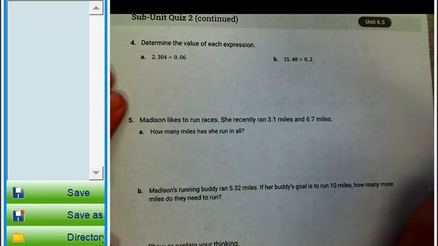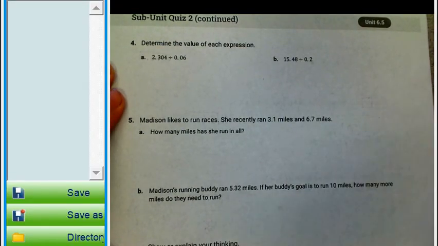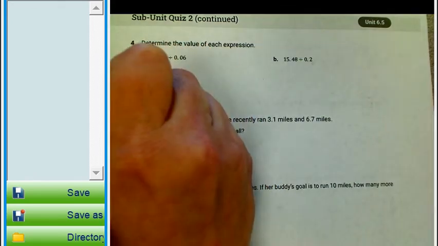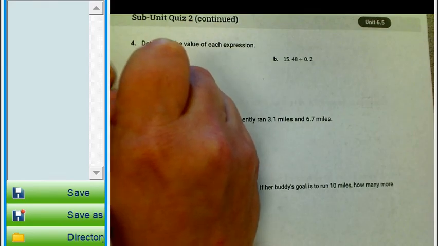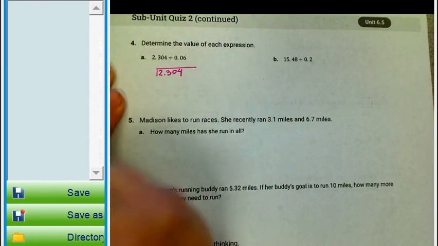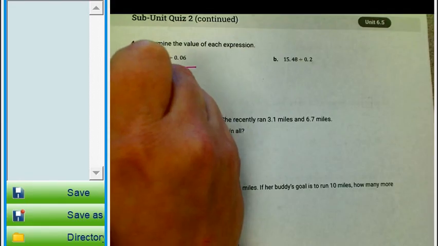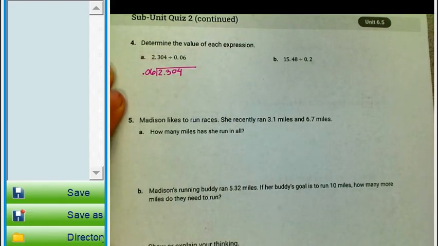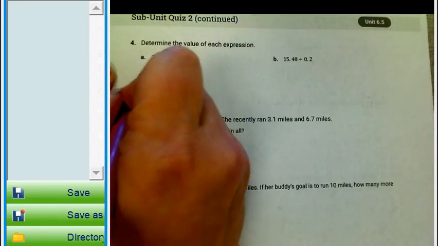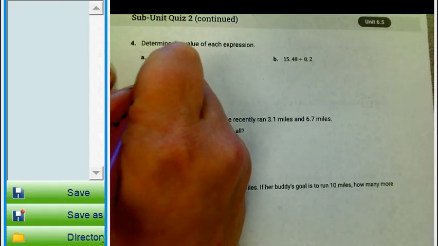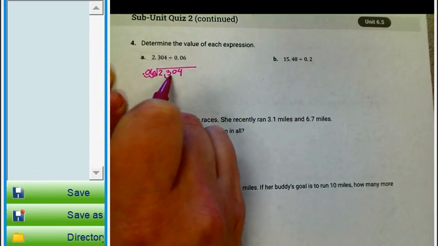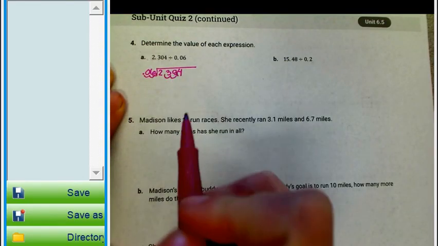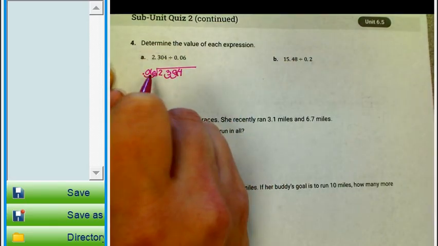For number 4, it wants us to determine the value of each expression. Start by showing your work inside the division tower. The first number, 2.304, goes inside, and the second number is outside. Remember, we can't have a decimal in the outside, so make sure you move your decimal point. And whatever we do to the outside, we also need to do to the inside, so I'm going to move it 2 places over. Once you've done that, you're dividing by 6 instead of 0.06.